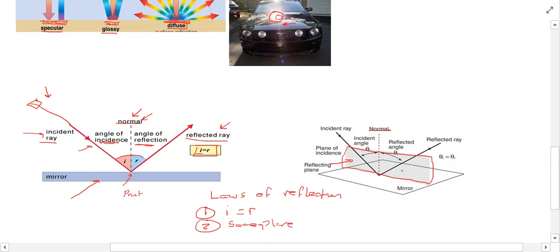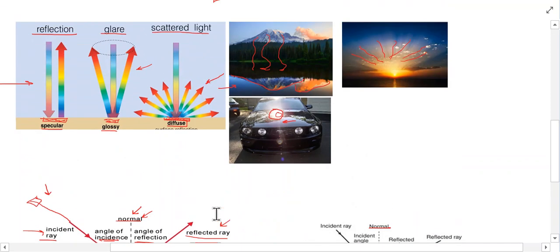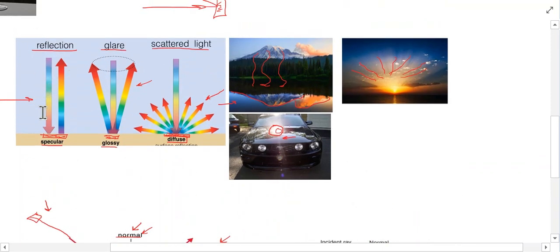If this light was to go back this way, it would be in a different plane, and that's not the case. So those are the two main laws of reflection. One is that the angle of incidence is equal to the angle of reflection, and the other is that the incident ray and the reflected ray exist in the same plane. And remember, these laws apply to reflection, the process we're looking at here. Scattered light is a completely different thing. What we're focusing on is the law of reflection for light being reflected like this.